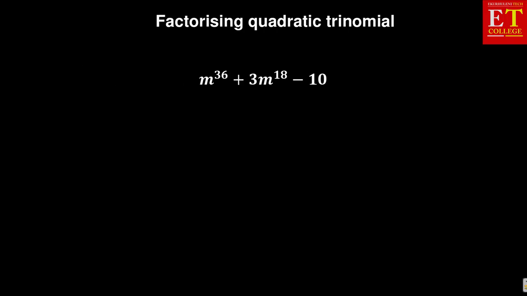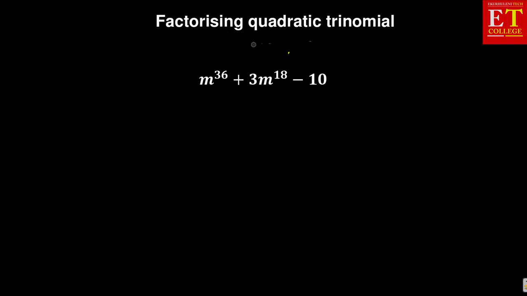We are looking at factorizing the quadratic trinomial. In this type of problem, what we're given is a quadratic trinomial which has higher powers than 2. It might look a bit different from the normal quadratic trinomial, ax squared plus bx plus c, in which the highest power is 2. But this is also a quadratic trinomial that is hidden in some way.